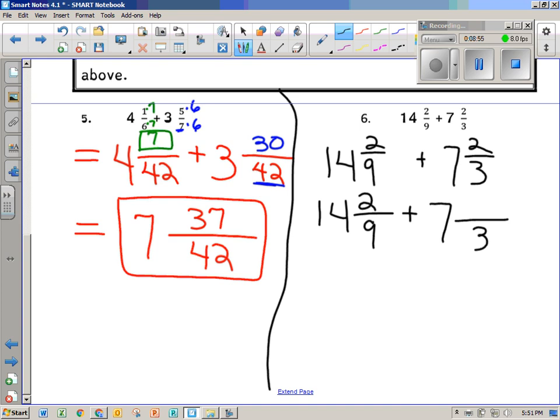On the bottom one, sorry, I want to change that denominator to a 9. A really common mistake is a student will change it to a 9 and then they'll just keep the same numerator. But 2 out of 3 and 2 out of 9 is not the same.